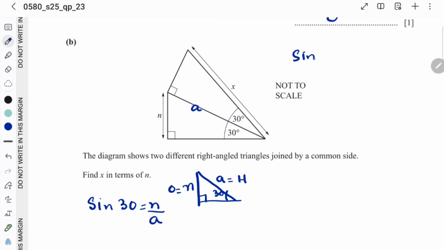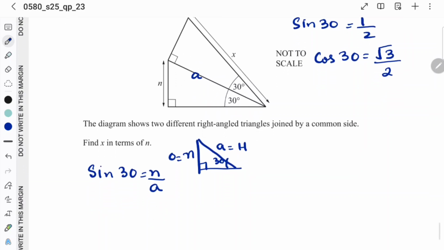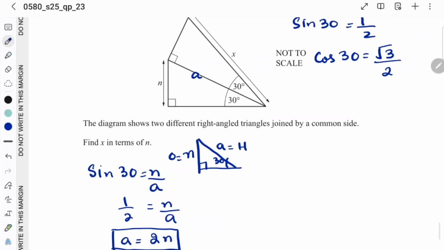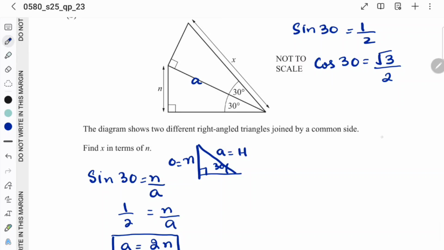Remember, sine 30 is how much? You must remember how much is sine 30 and how much is cos 30 in this question. So sine 30 is equal to half and cos 30 is equal to square root 3 over 2. The calculator is not given, remember, you have to memorize these values. Now we need to find the value of a because this side is attached with it. So half is equal to n over a. Cross multiply, a is equal to 2n. This is the value for this side which is joined with the other triangle, which we needed.